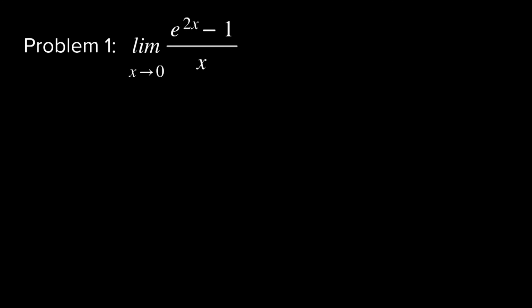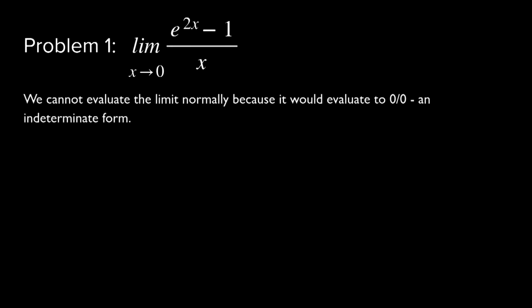So here's an example problem right here. We have the limit as x approaches 0 of e to the 2x minus 1 all over x. If we plug in x to this, we can see that we'll get 1 minus 1 over 0, which is just 0 over 0, that's an indeterminate form. So we can't evaluate this limit normally, we wouldn't get a right answer.